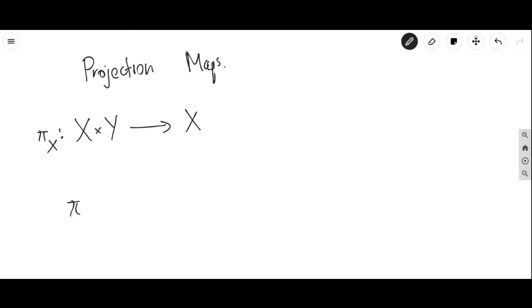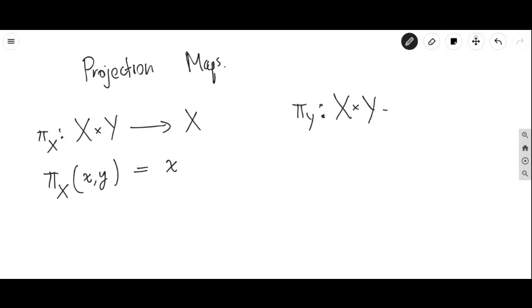You can also call this p if you do not want to use Greek, but we obviously call it pi for projection. So this is the projection map onto X, and this is the mapping which is defined in the obvious way. If you have a point in the Cartesian product, then you just drop off the Y coordinate and you keep the X coordinate. Then you have the projection map onto the other coordinate. There's two of them. So the projection of a point would just be equal to Y. So these are the obvious maps.